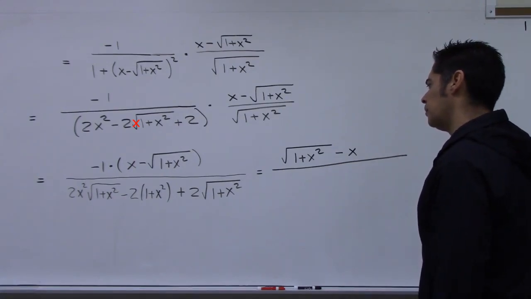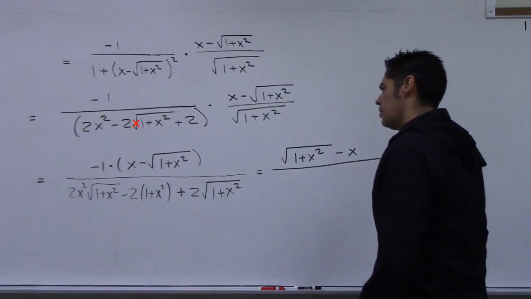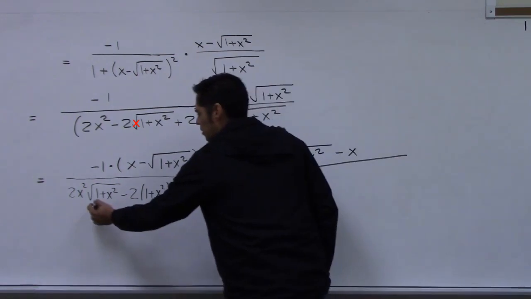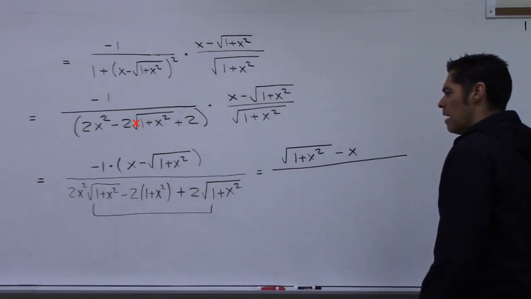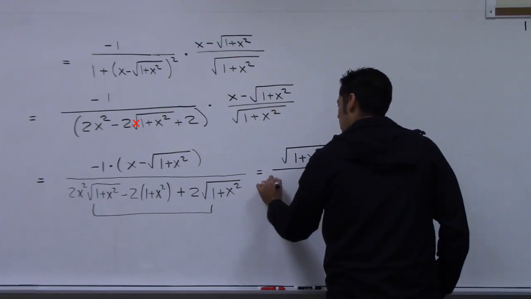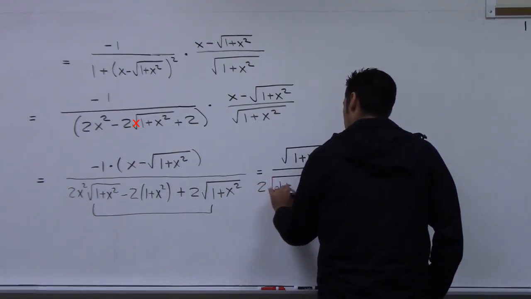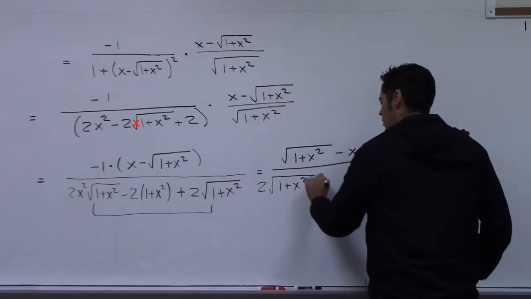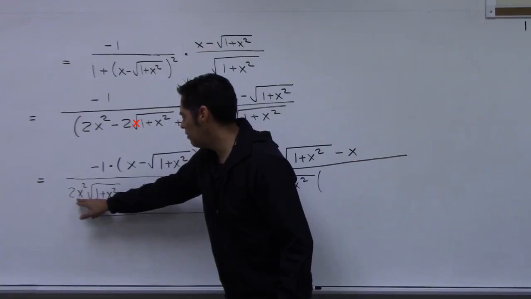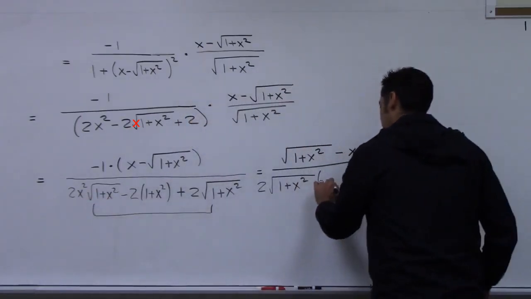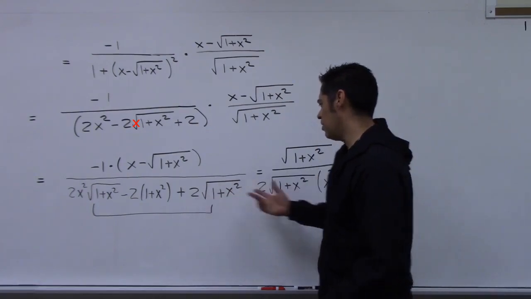How about this? How about these two together? If I put those two together, I can factor out a 2 square root of 1 plus x squared. And then what I would have left is whatever's in front of this one, right, the x squared I would have still. And then whatever was in front of that one, which would just be a 1.